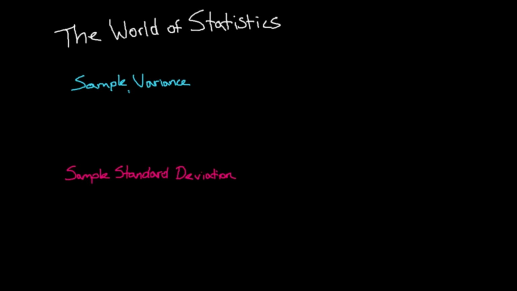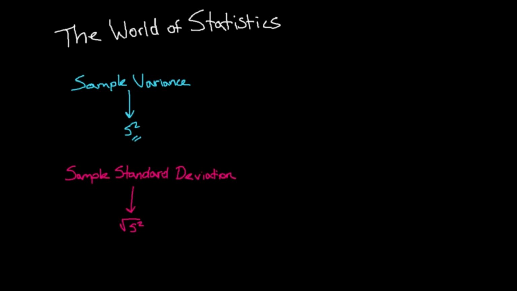To start off, sample variance. Sample variance in statistics is usually denoted with a lowercase s squared. That's typically how in statistics we denote sample variance. And sample standard deviation is the square root of the variance, so standard deviation is simply the square root of s squared. That's how we find the variance and standard deviation.